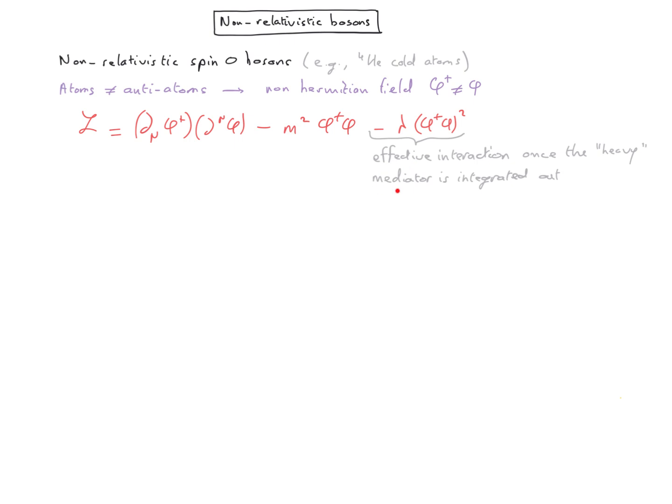Note that the mediator doesn't have to be a physical field. We know, for instance, that the interaction between atoms is mediated by the electromagnetic interaction, so mediated by the photon, which is massless. However, the atoms are globally neutral and they only interact through polarization effects, like the van der Waals interaction, which is a short-range interaction and therefore corresponds to an effective field which would be heavy and can be integrated out.